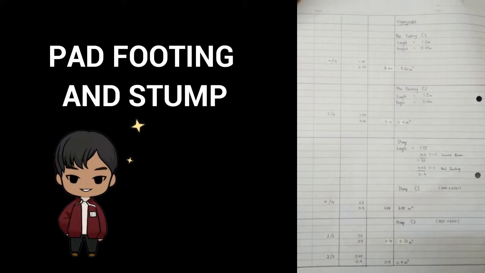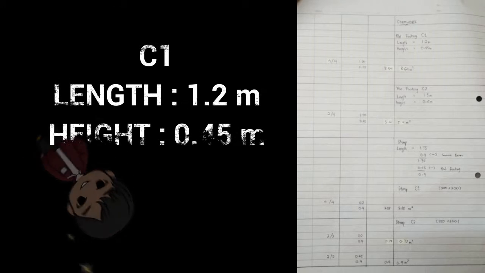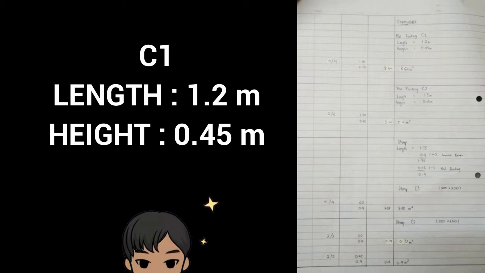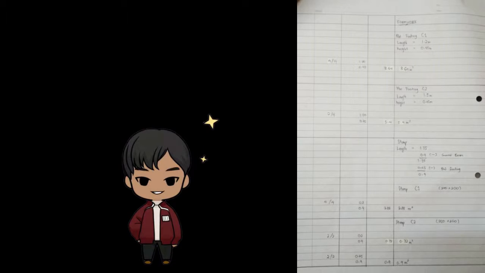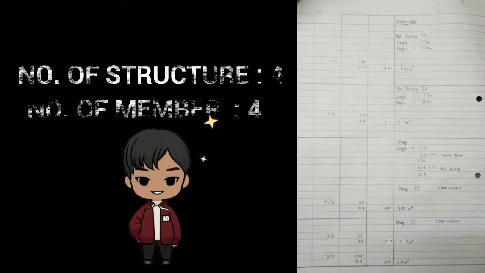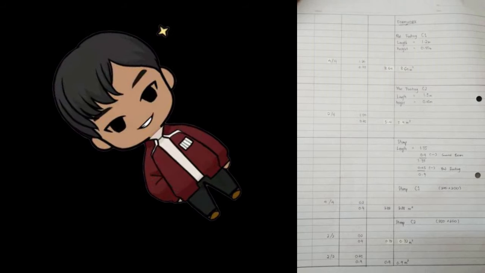For the C1, as the information we get from the question, the length is 1.2 meter each side and the height will be 0.45 meter. So for the calculation, the number of structure is 4 and the number of member is also 4, times with the length and the height. So as we calculate, we get the answer. That one is for the C1.